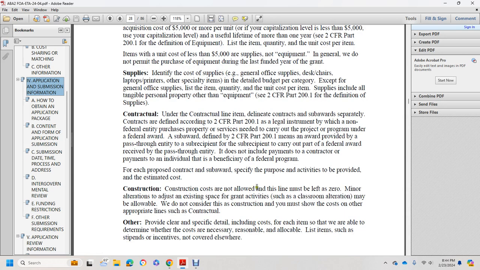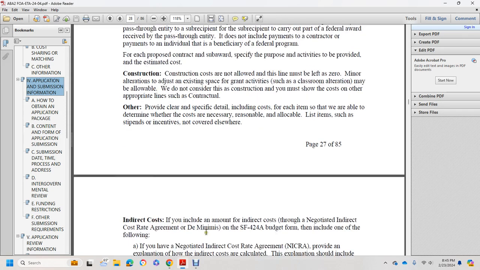Construction costs are not allowed in this line and must be left at zero. Minor alterations adjusting existing space for the grant activity, such as classroom alterations, may be filed; you may not consider this as construction, and you may show the cost on the appropriate lines of the contract. Other: provide clear, specific details, including costs for each item, so that we are able to determine whether the cost is necessary, reasonable, and allocable. List items such as stipends and incentives not covered elsewhere.